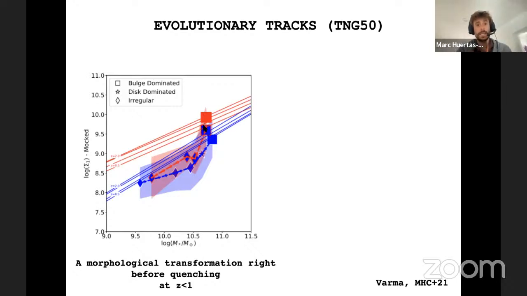So what is happening here is that you get this morphological transformation, and then you quench, but this happens at rather low redshift. And before that, both have very similar trajectories here, even if you remain star forming.